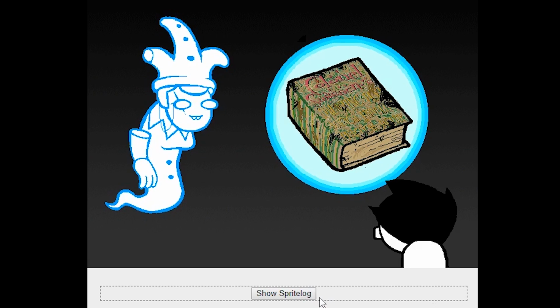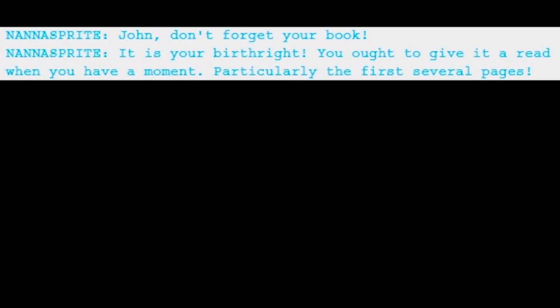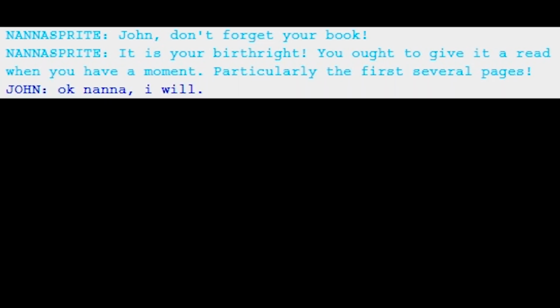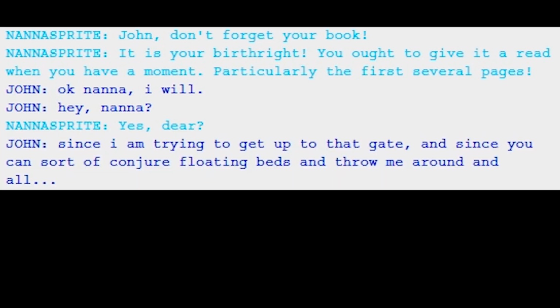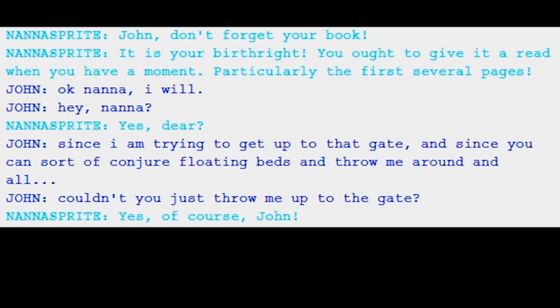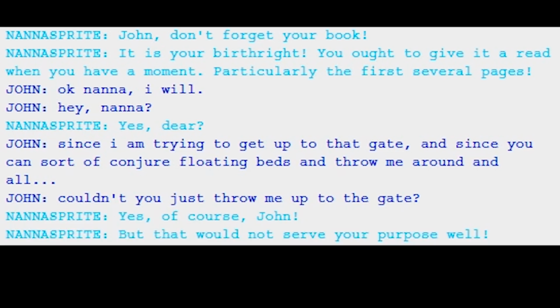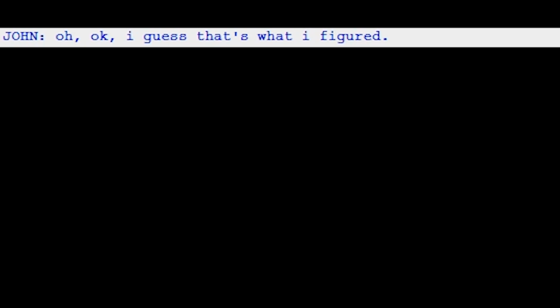Show sprite log. John, don't forget your book. It is your birthright. You ought to give it a read when you have a moment, particularly the first several pages. Okay, Nana, I will. Hey, Nana? Yes, dear? Since I'm trying to get up to that gate, and since you can sort of conjure floating beds and throw me around and all, couldn't you just throw me up to the gate? Yes, of course, John, but that would not serve your purpose well. There is a very good reason why you should build up to it, and then keep building. Oh, okay. I guess that's what I figured.